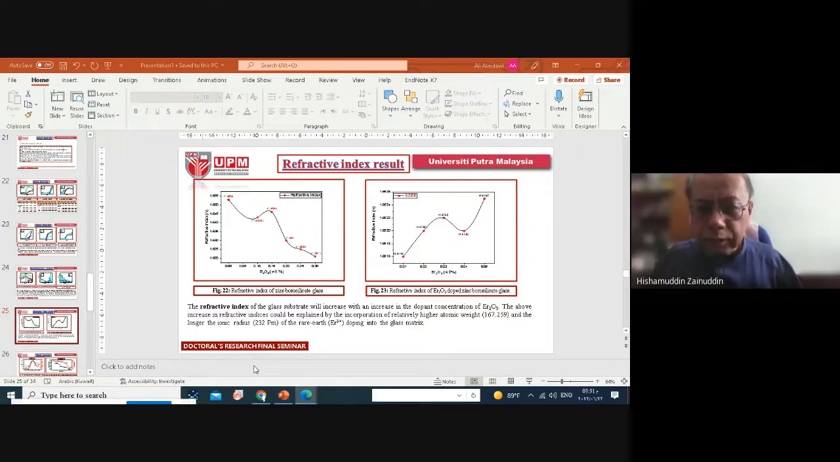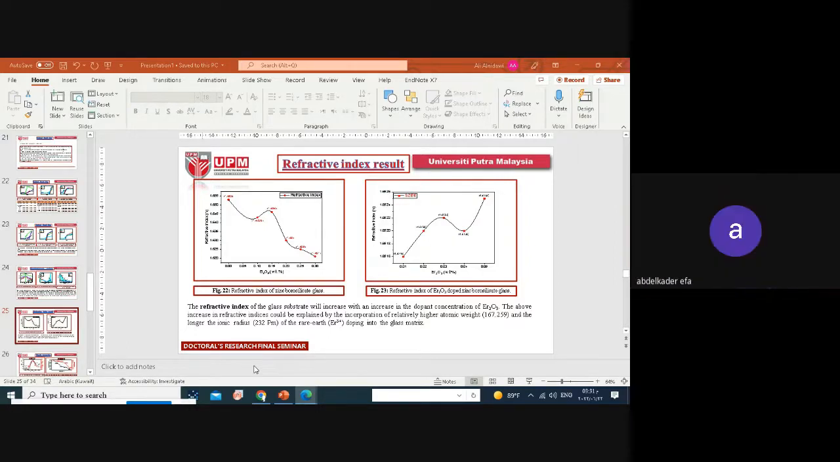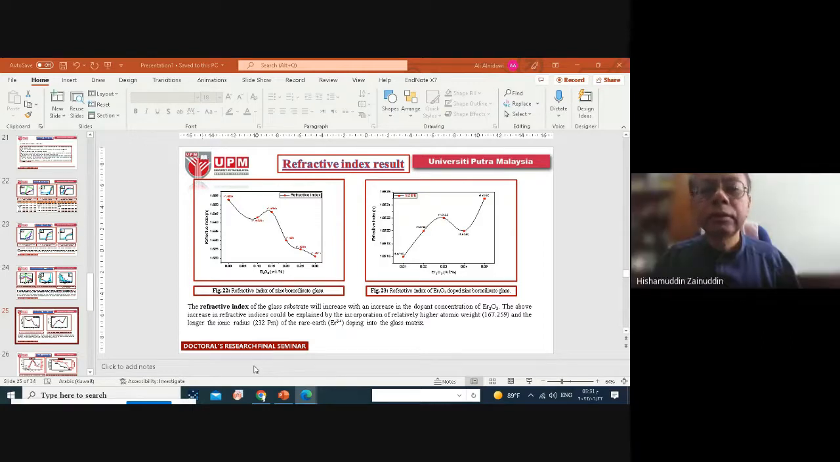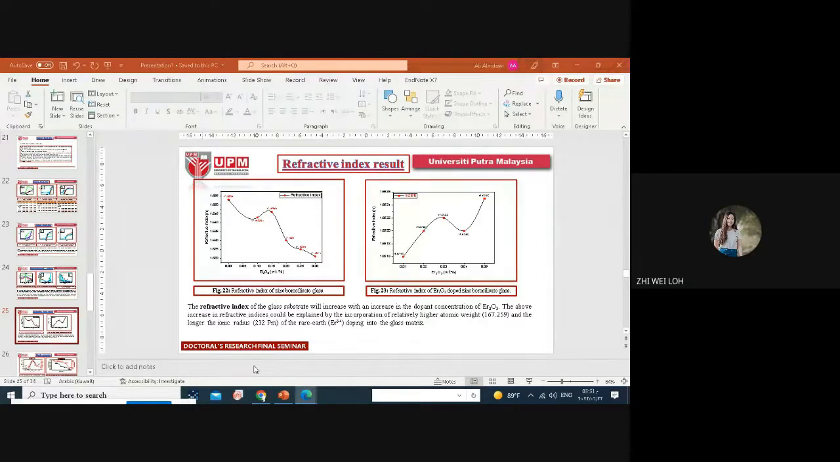Okay, we have another question from Jiwelo. Hi, Mr. Ali. I have two questions. For the first question, from your research, may I know what is the main application of surface enhanced Raman spectroscopy? And the second question is, for this slide, why does your refractive index decrease with the increase of the boron oxide content?